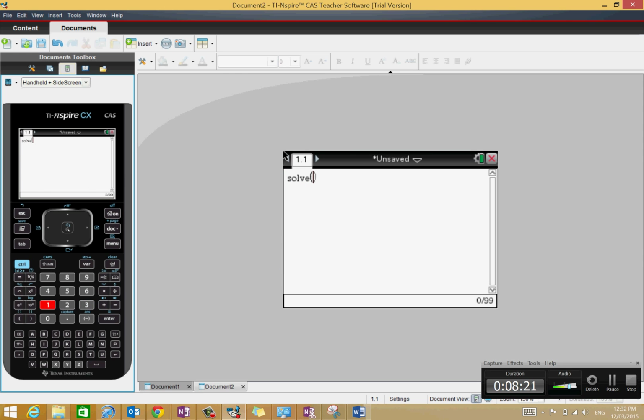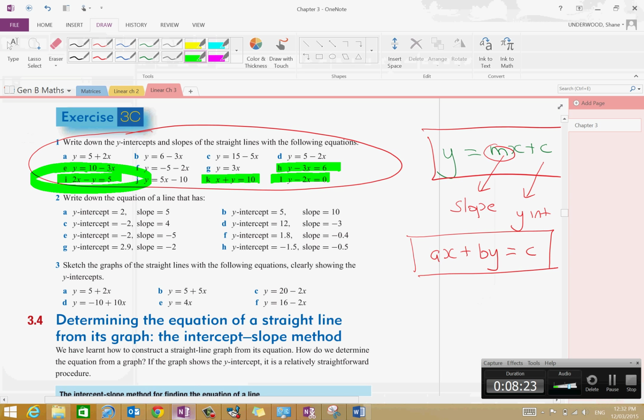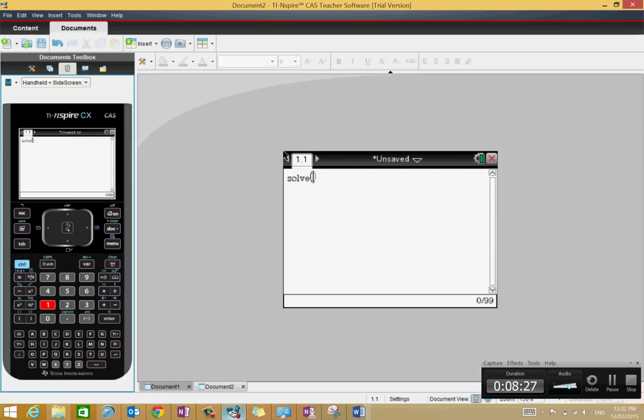Now, what have we got? We've got 2x minus y is equal to 5. So we go solve 2x minus y is equal to 5, comma, what, Deej? Comma what? Not listening, sir. Yeah, I know you were. That's why I'm asking you. Then solve 2x minus y equals 5, comma y. Why? Because we want y in terms of x.